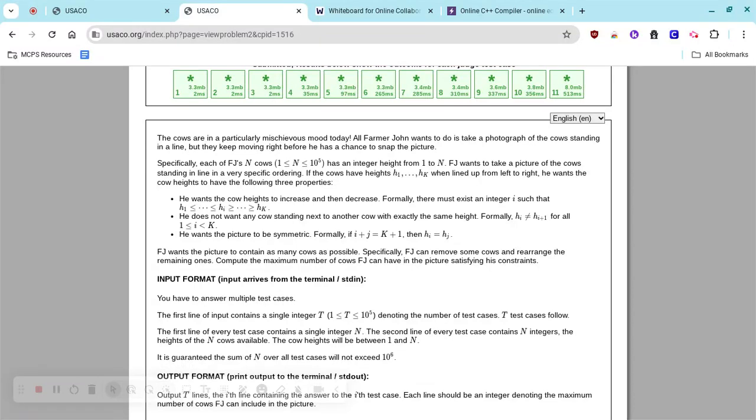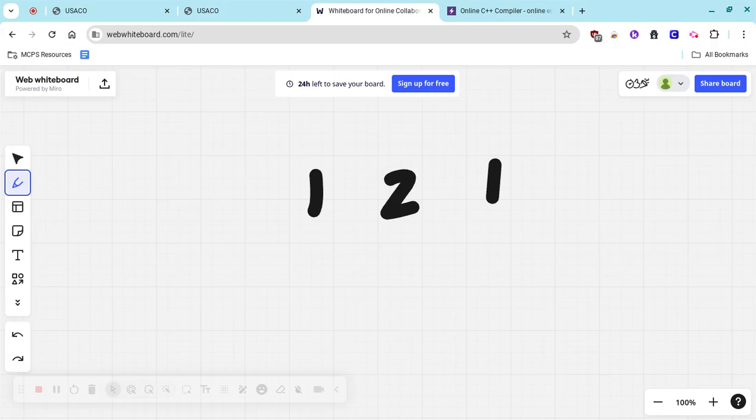And then the last requirement we need to fulfill is that the line order needs to be symmetric. So essentially, it reads the same forwards and backwards. So 1, 2, 1 is also 1, 2, 1 when read backwards. It's like a line of symmetry basically. It's the same thing on the left side and on the right side.